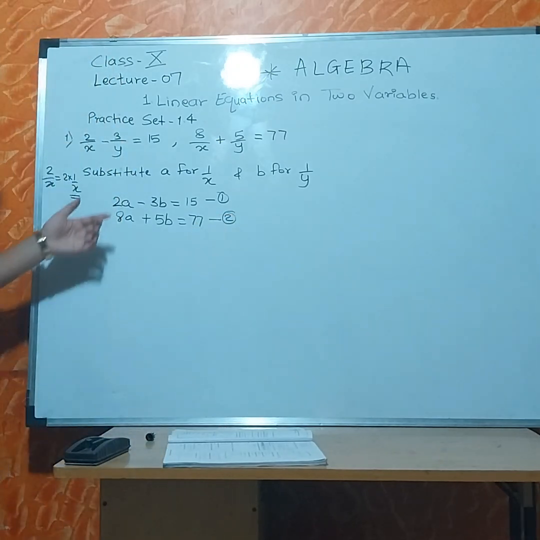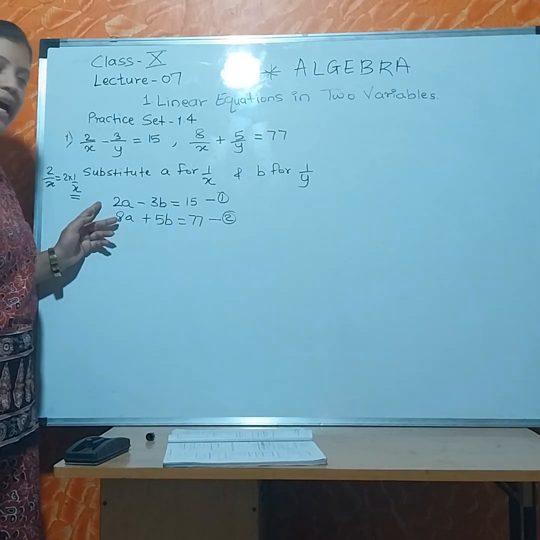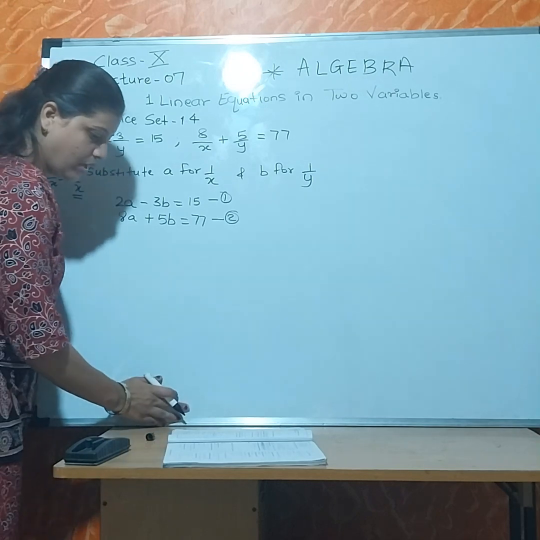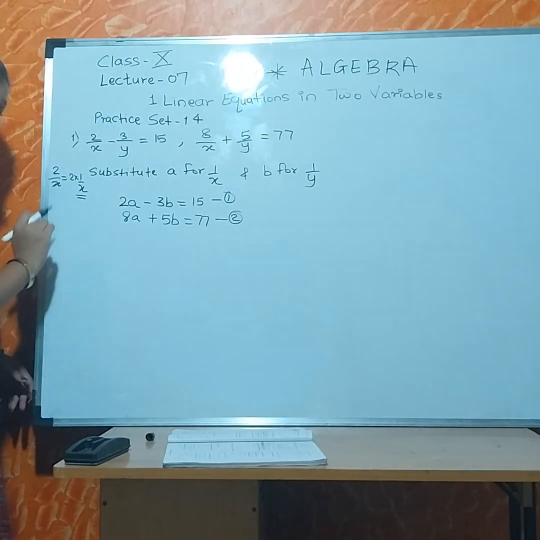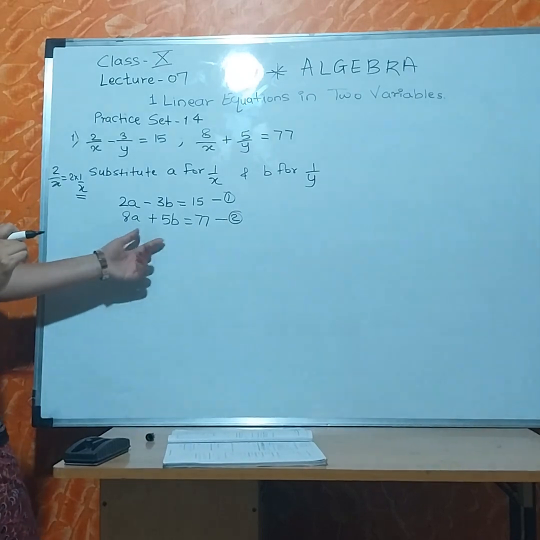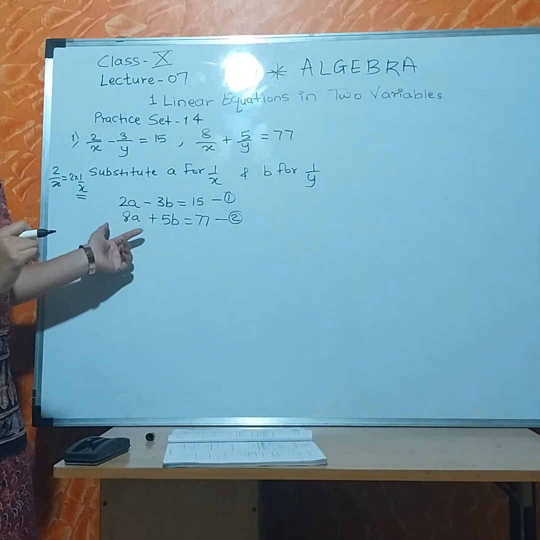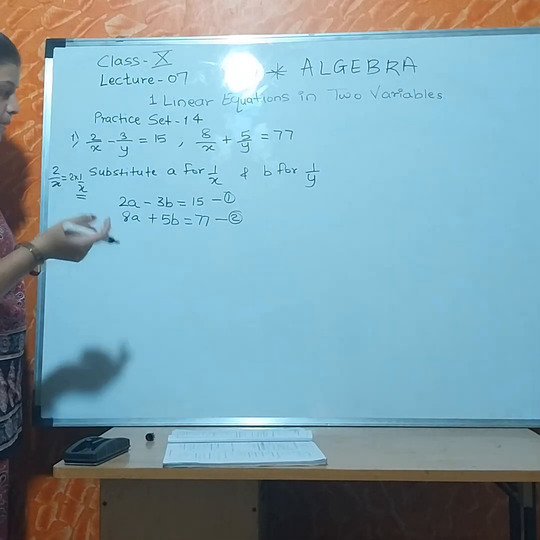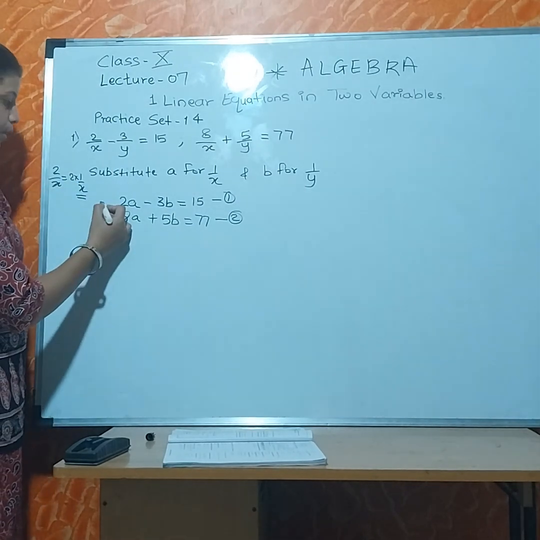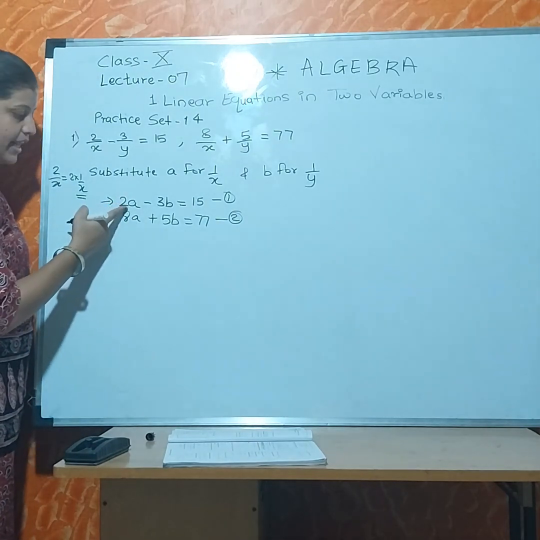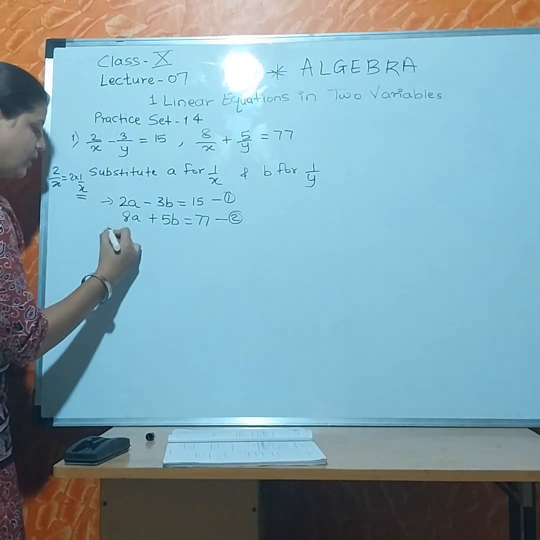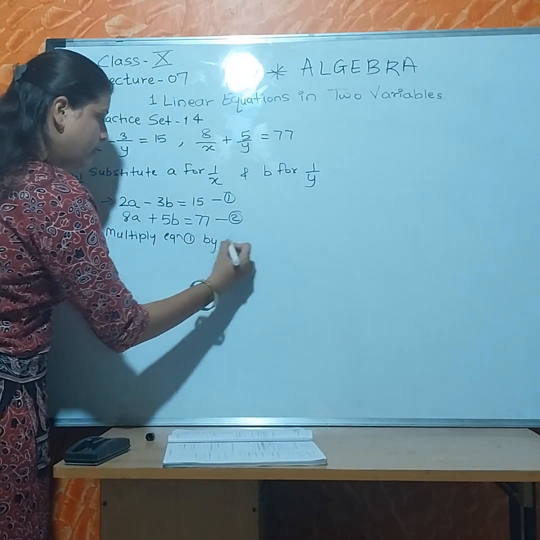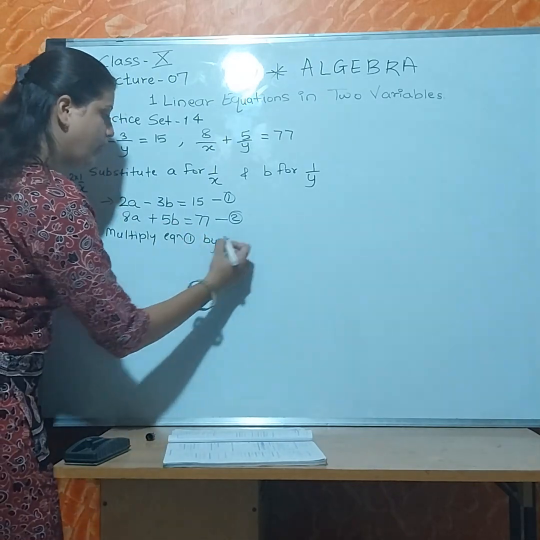Understood? Now these first and second equations are in the linear form. Now we will solve them simultaneously. To solve these equations simultaneously, first we have to check whether the coefficients of the variables are the same or not. So here the coefficients of A and B are both unequal. So we have to make them equal. To make them equal, we can multiply this by 4. So we can get 8 in place of 2 here. So let us multiply equation 1 by 4.